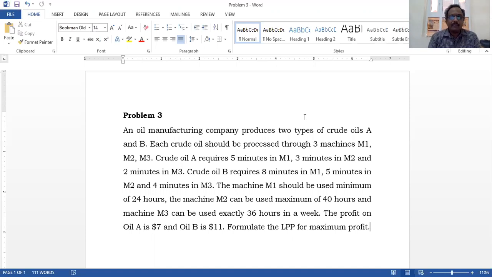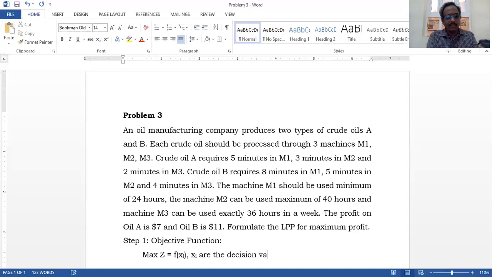So again, we are going to check. We said in the previous model, we defined 5 steps. In step 1, we said we are going to identify the objective function. What is the objective of the problem? When we check here, it is stated we have to maximize the profit. So maximum Z equals f of xi, where xi are the decision variables involved.